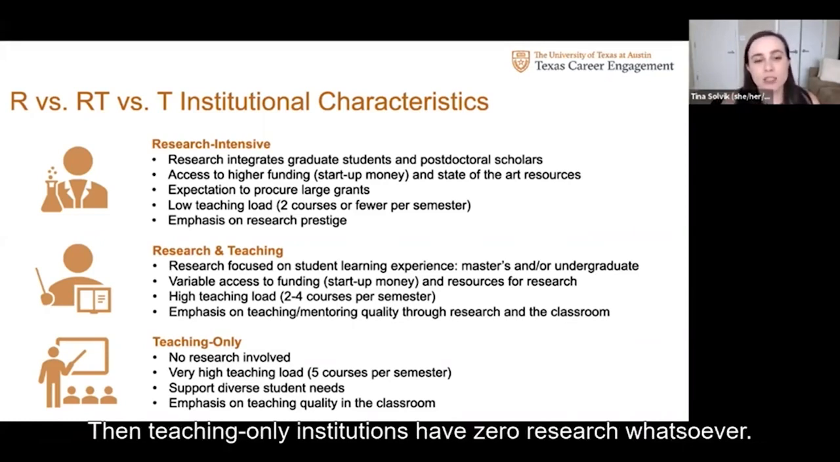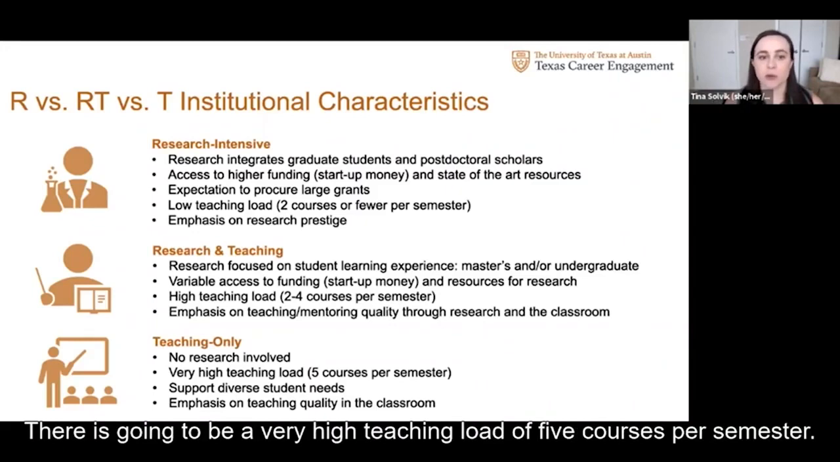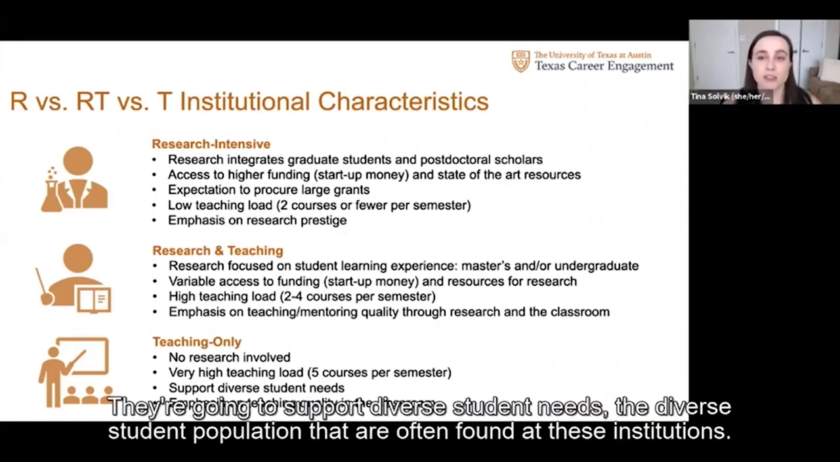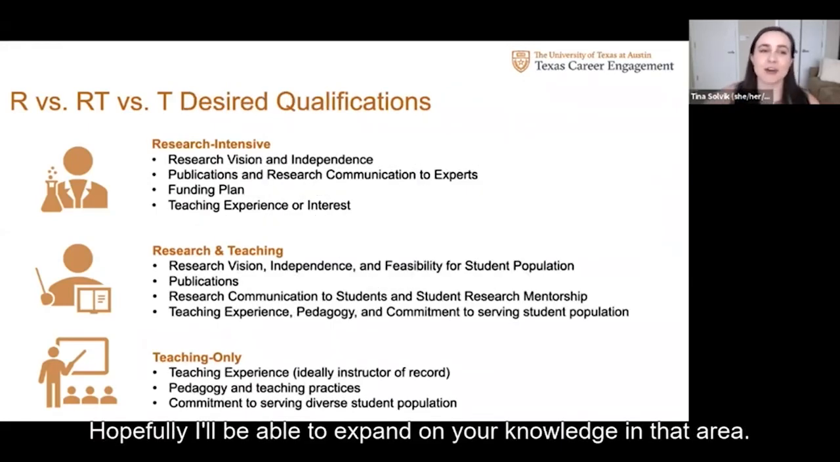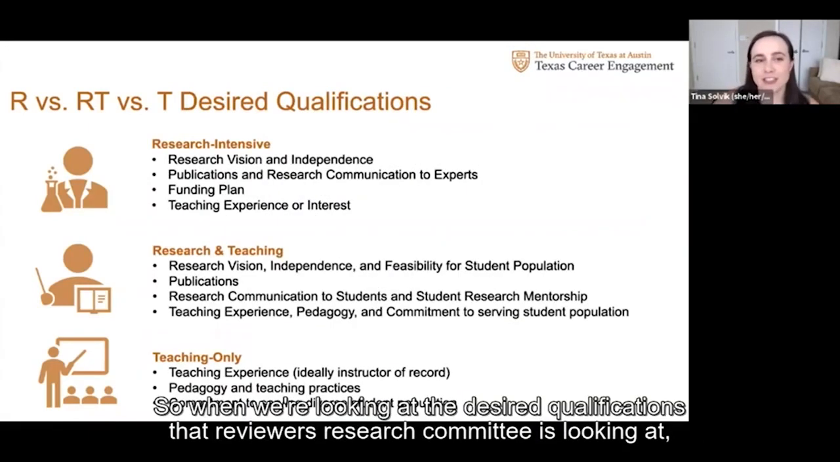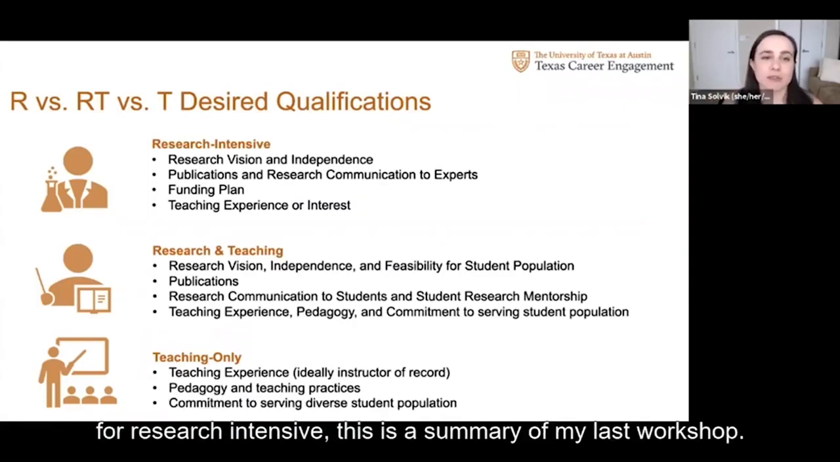And then teaching only institutions have 0 research whatsoever. There is going to be a very high teaching load of 5 courses per semester. They're going to support the diverse student population that is often found at these institutions. And they're going to be focused on teaching quality in the classroom. So when we're looking at the desired qualifications that reviewers, the search committee, are looking at, this is a summary of my last workshop.